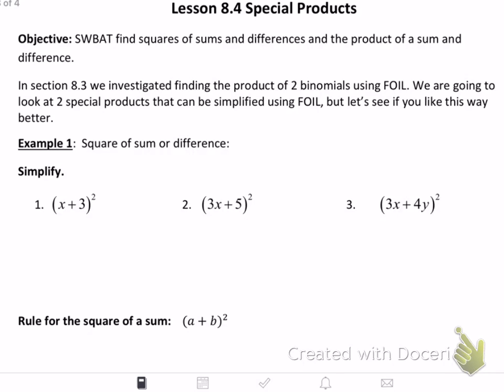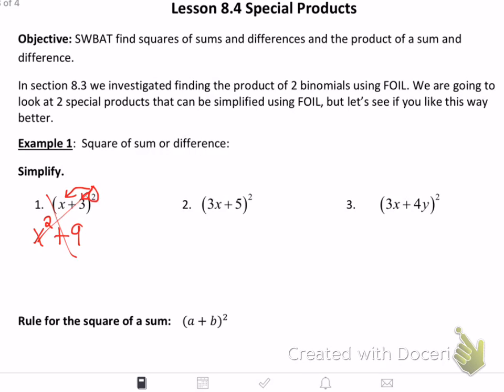So in example 1, it says square of a sum. And so for each of these, what you'll notice is that you have the quantity x plus 3 squared. Now, I'm going to show in red what is incorrect. What people will want to do is distribute this 2, and they will think x squared plus 3 squared, which is 9, so this answer is x squared plus 9. That is not the correct answer, okay?